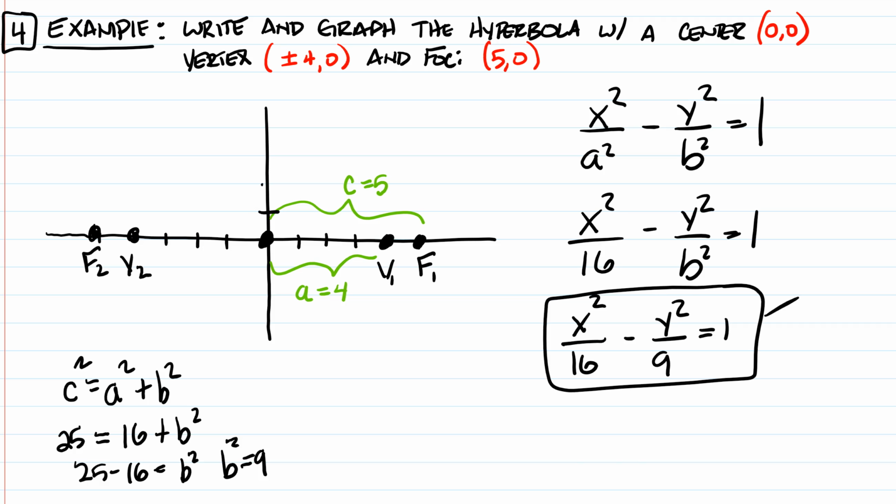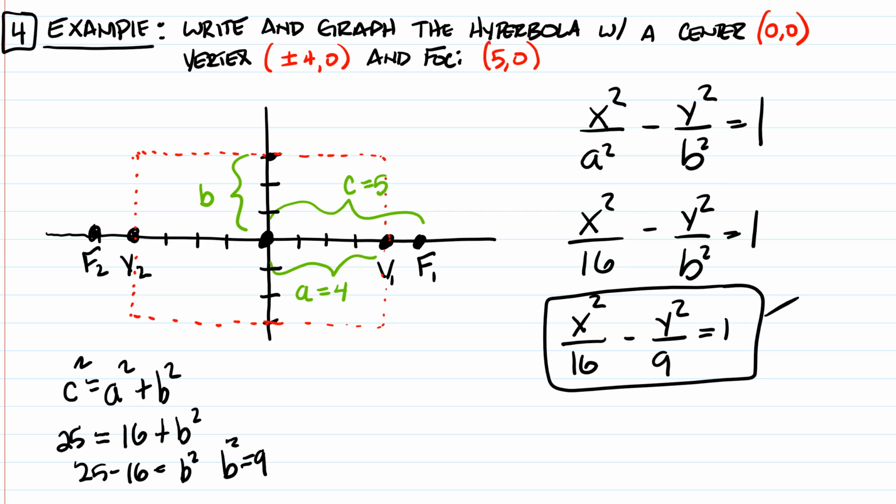Now I'm going to go up 3. 1, 2, 3. Remember, because b is the distance from center to the top of the box. So b is going to be a value of 3. And then I'm going to go down 3. 1, 2, 3. And then from here, the idea is you draw this little box that goes from b to a down to b again, and then over to a, and then back down, and then over like that.